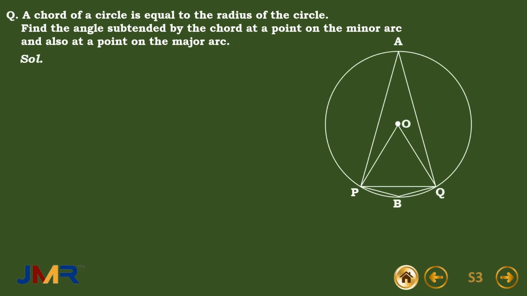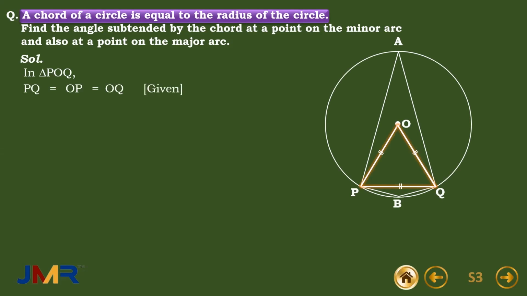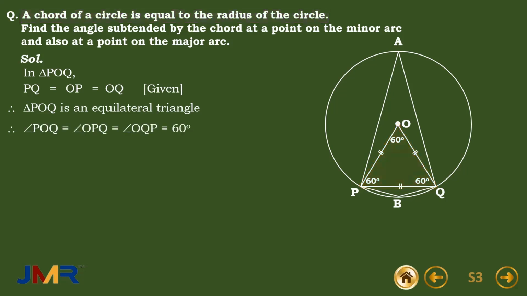Here, PQ is the chord. OP, OQ are the radii. This PQ length is equal to OP length. Therefore, triangle OPQ is an equilateral triangle. Therefore, PQ is equal to OP is equal to OQ. Since it is an equilateral triangle, all the three angles are equal. That means angle POQ is equal to angle OPQ is equal to angle OQP is equal to 60 degrees.